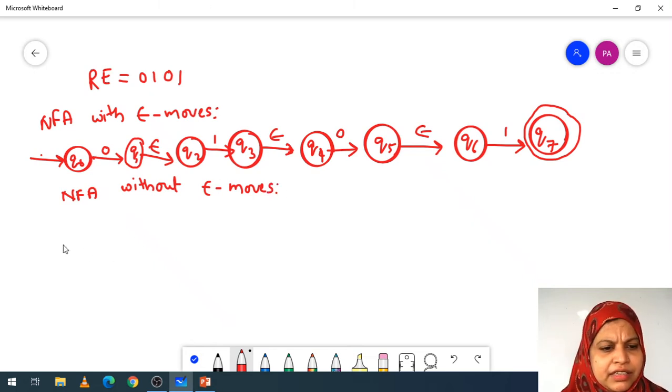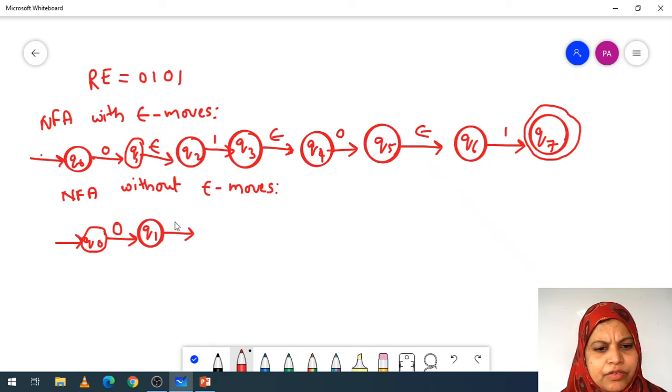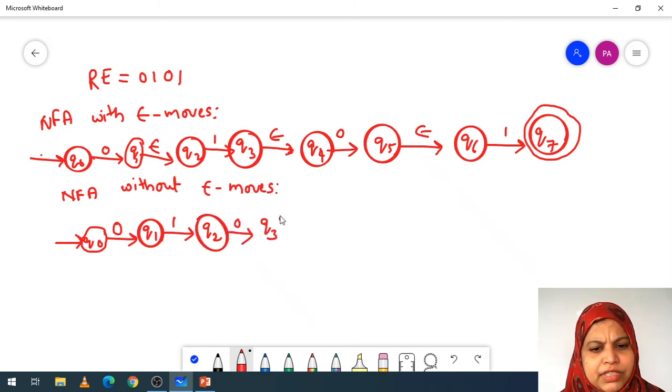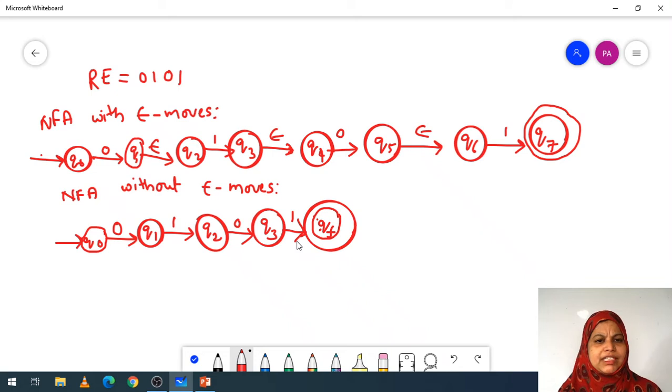Here, same. Q naught, next 0, next Q1, next 1, next Q2, next 0, Q3, then 1, this is QF. 0 1 0 1, 0 1 0 1.